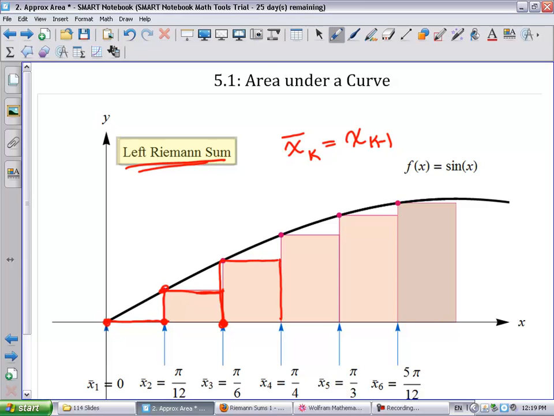So let's see if this makes sense. For rectangle 1, the point we're plugging in is actually the grid point, remember, this was x sub 0, 0. And then for rectangle 2, the point we're plugging in is actually x sub 1. Does that make sense?